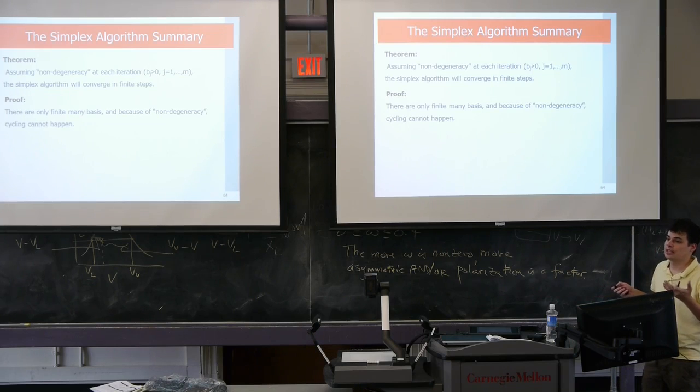So how many steps might you have at most? You have n variables, m constraints, so n choose m. Maximum you have n choose m bases that you might try.